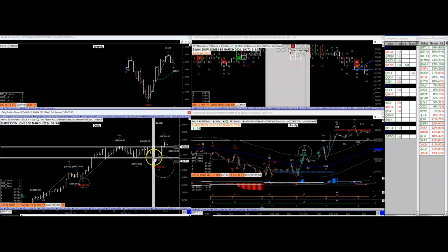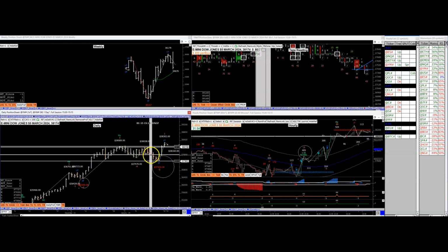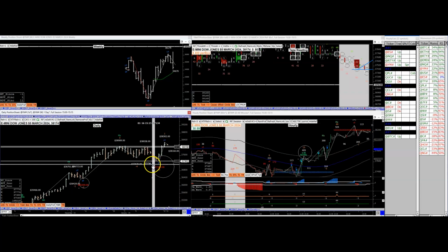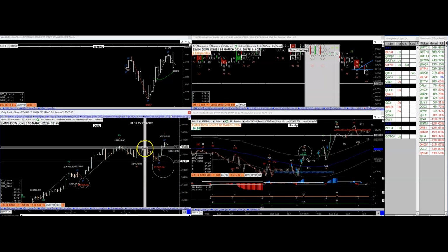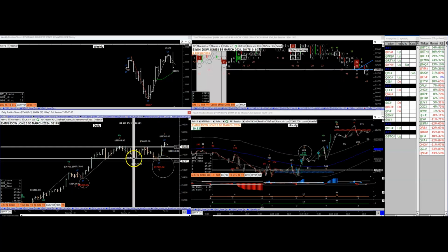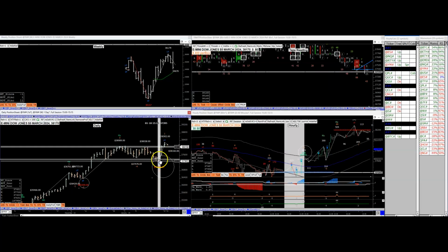So within this pullback, within this ABC correction, right? This bar is bigger than the 4 before it. So since the pivot high, that's the biggest bar. And coming back within the range, that is meaningful. That is meaningful. It's not a little bar. It's a big bar coming back into the range. And that's how you know it's a spring.